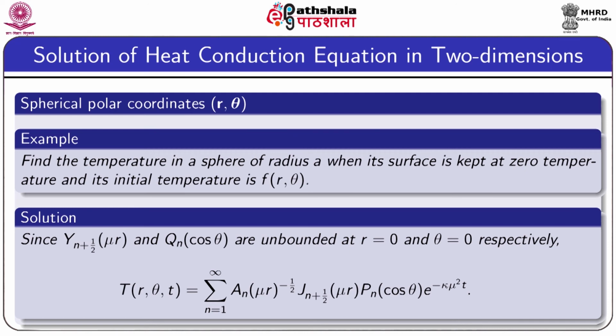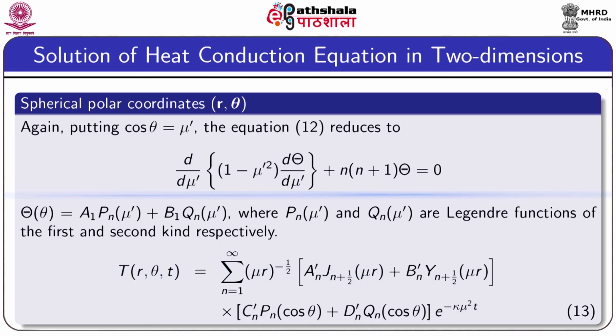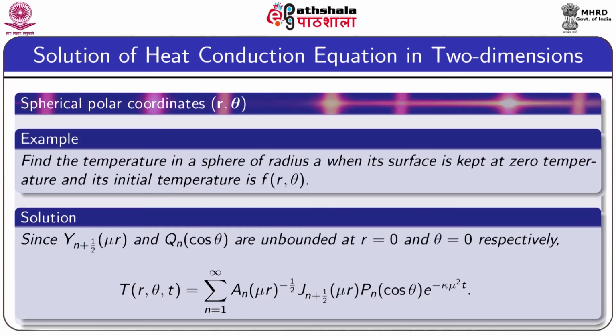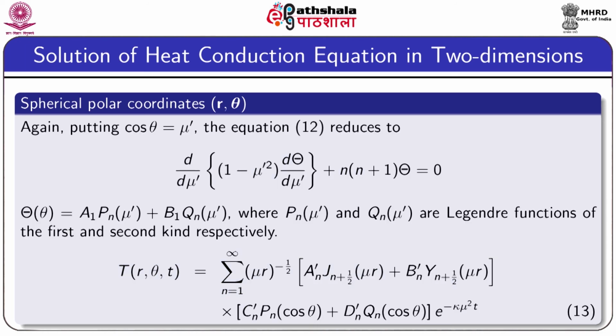So, if we go back to the general solution, which is written in equation number 13, from this general solution, we shall try to find the solution which satisfies these particular boundary conditions and the initial condition. In the general solution, if you observe, there is the Bessel function of second kind which is unbounded at r equals 0. Therefore, to get the bounded solution, we need to put the value of b_n' as 0.